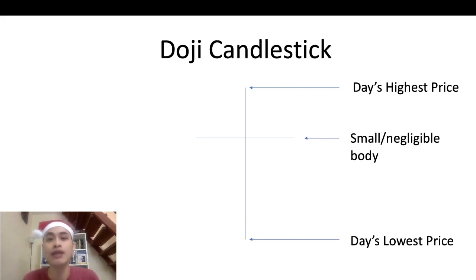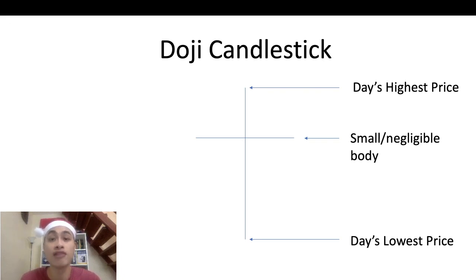A Doji candlestick is a candlestick with a small or negligible body. An example of a Doji candlestick is the one that you can see on the screen right now. All the elements in a standard candlestick can still be found in the Doji candlestick. We have the opening and closing price and the day's high and lowest price. The only variation is that the Doji candlestick has a smaller body.